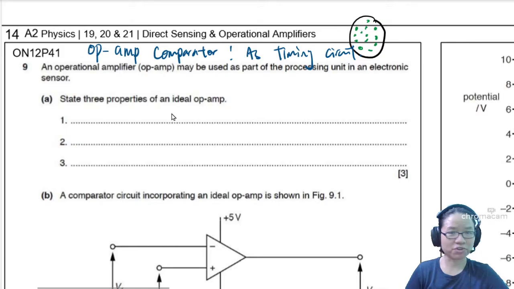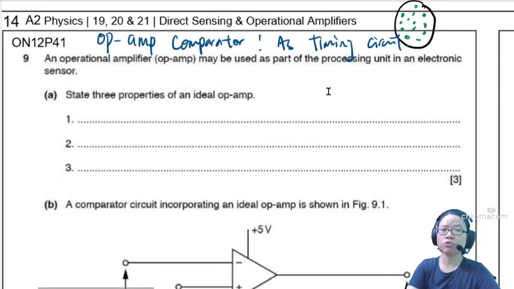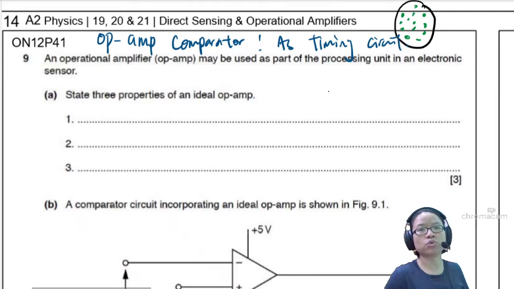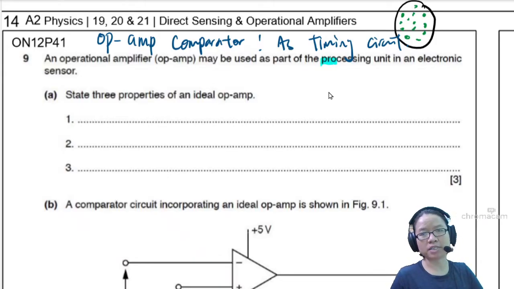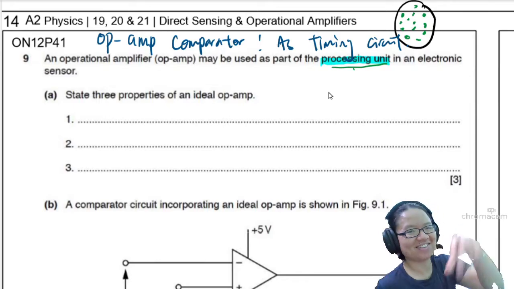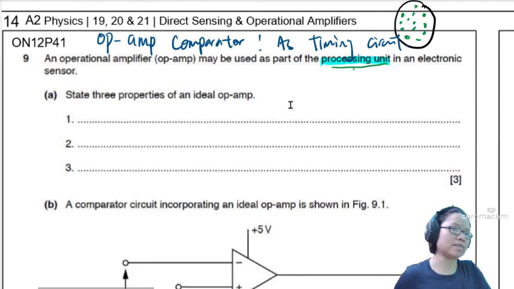Alright, let's start off the question first, nice and easy. It says that the op-amp may be used as part of the processing unit in an electronic sensor. In this case, the processing unit is used for timing. So instead of having a human doing the timing, you will have the op-amp do it for you. But what are the properties of an ideal op-amp? We went through a list of the properties of the ideal op-amp, so in this case you can state any three.